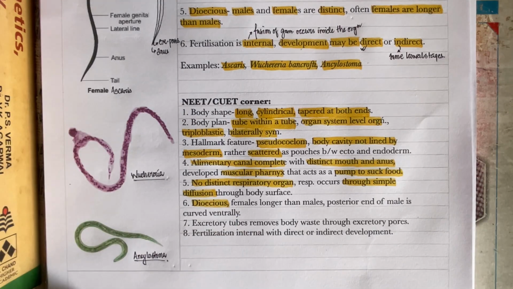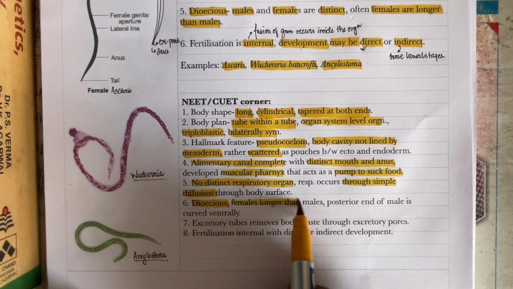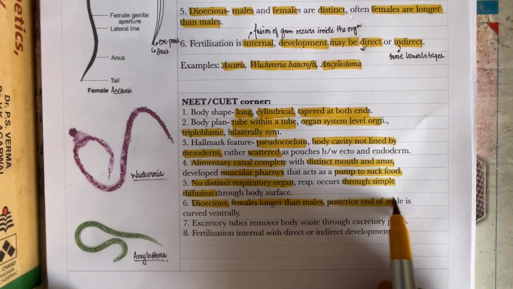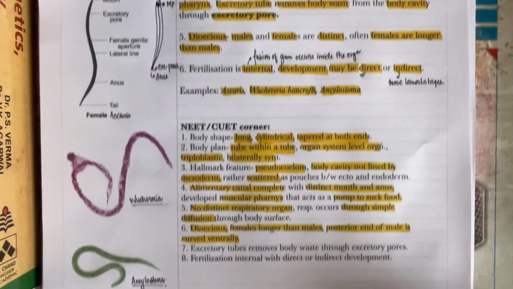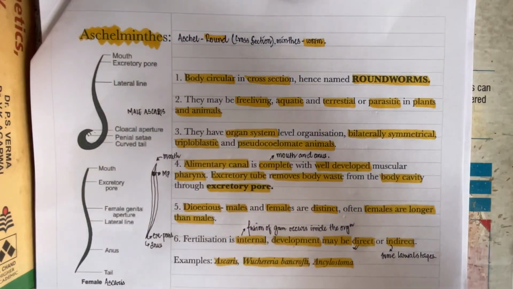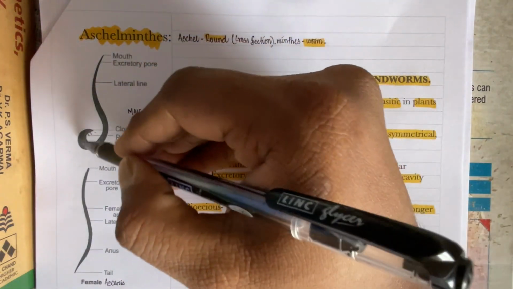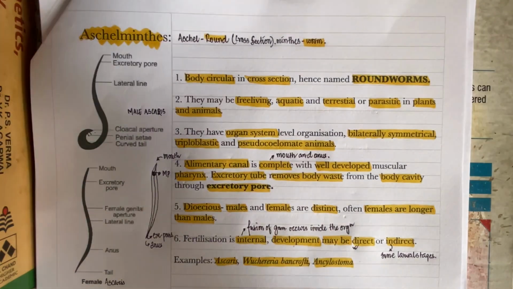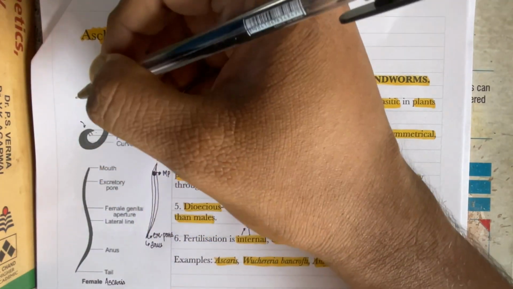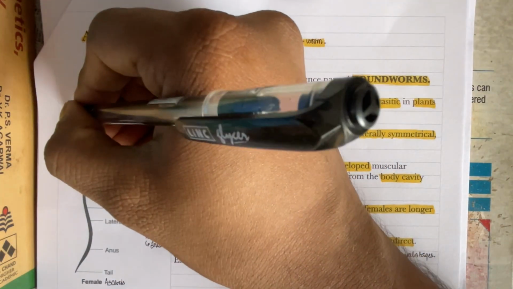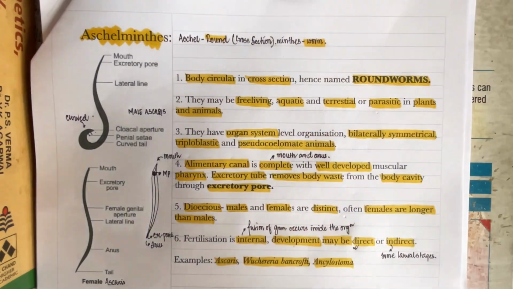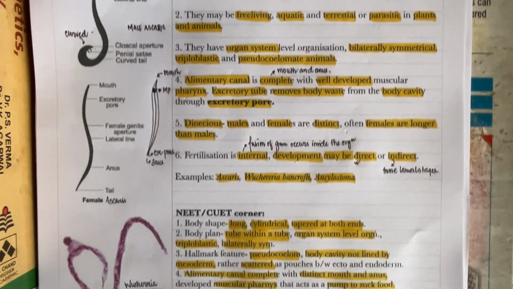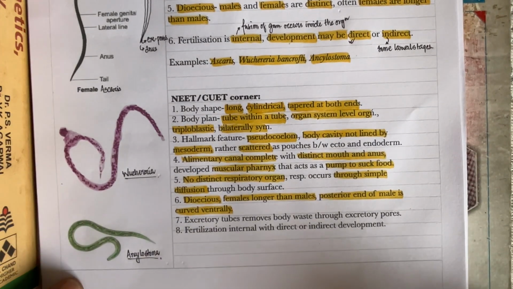They are dioecious. Dioecious means what? Separate males and females. Females are longer than males. The posterior end of the male is curved ventrally. If you have seen this diagram of the male Ascaris carefully, the posterior end is curved. So if I want to write it here, I can write that it is curved ventrally, right? So this is a classical identification feature of a male Ascaris.